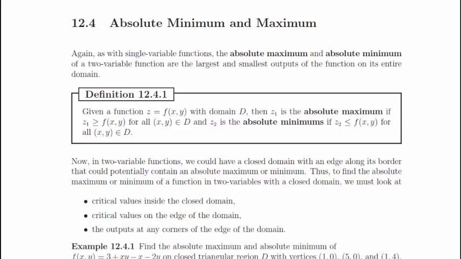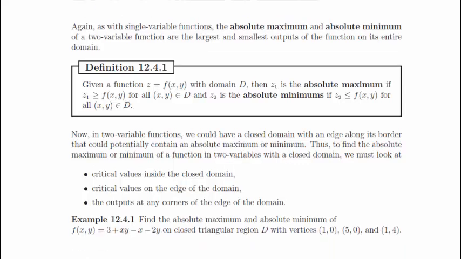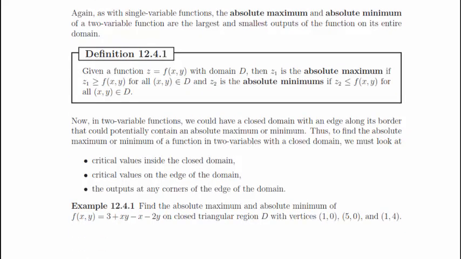So definition 12.4.1: given a function z equals f of (x, y) with domain D, then z1 is the absolute maximum if z1 is greater than or equal to f of (x, y) for all points (x, y) in the domain. z2 is the absolute minimum if z2 is less than or equal to f of (x, y) for all points (x, y) in the domain.